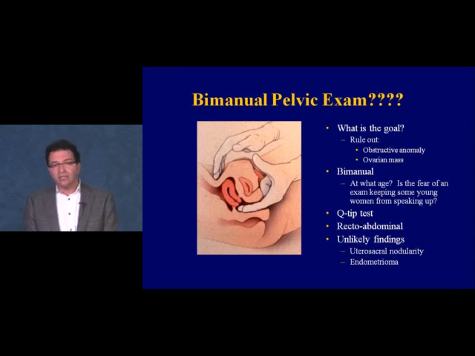As a gynecologist, we need to rule out an obstructive anomaly. That might be accomplished with the utilization of a Q-tip to document that there's a patent vaginal tract, or ultrasound imaging. But we do not routinely do gynecologic exams in young women who have pelvic pain that's consistent with dysmenorrhea and endometriosis. If we are going to do an exam, we might do a rectal abdominal exam.